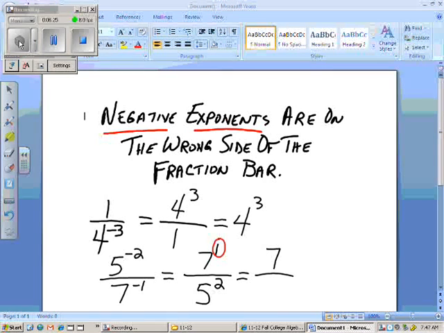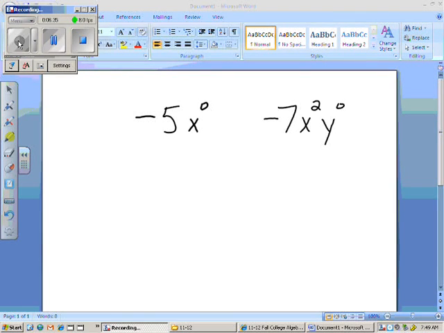Now 5 squared, that's easy enough. That's 2 5s multiplied together. 5 times 5 is 25. And there's our simplified answer. Okay, now I want to show you one more thing that might trip you up on problem number 11. I'll show you a little example here that'll help you with problem 11.